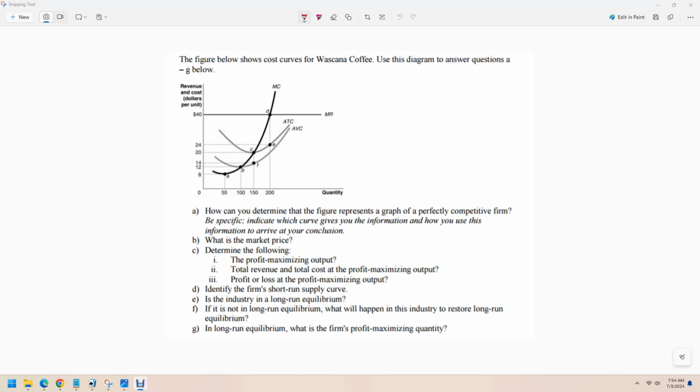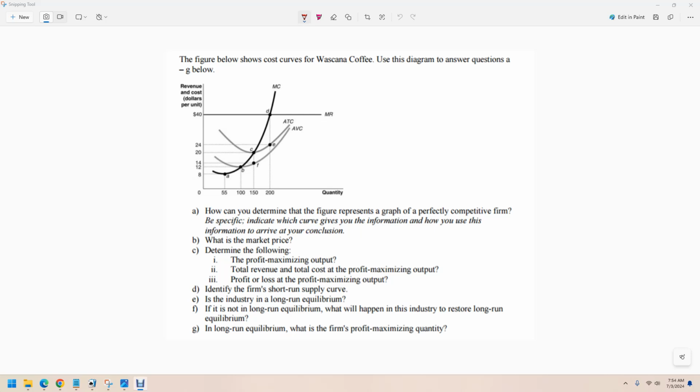In this problem, we're going to look at a perfectly competitive firm selling in a market, and we're given some graphical information, and we need to answer some questions. So you could use this as an AP microeconomics practice question, or as a review for your college class, or just general information, I suppose.